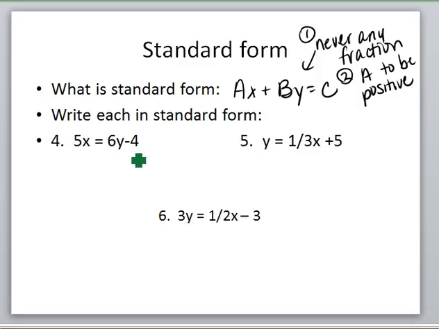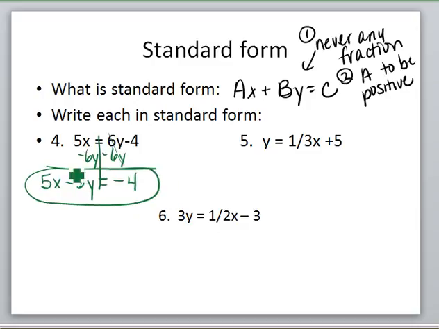If you look at this first one, the y is misplaced, so I'm going to move it to the other side. I can do that by doing the opposite, which is a minus 6y. These are not like terms, so all I can do is write 5x minus 6y, and then these create 0, and so I have a negative 4. This is standard form, and I am finished with that problem.